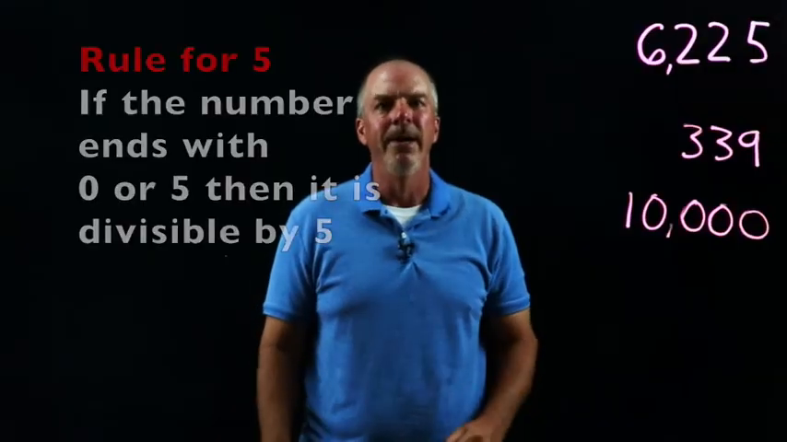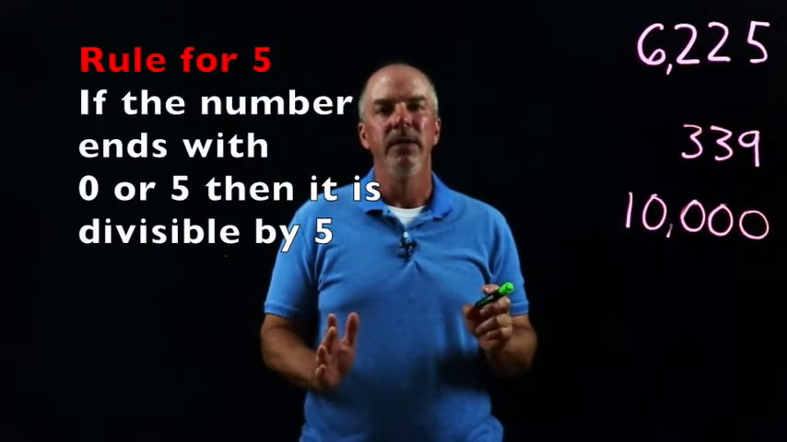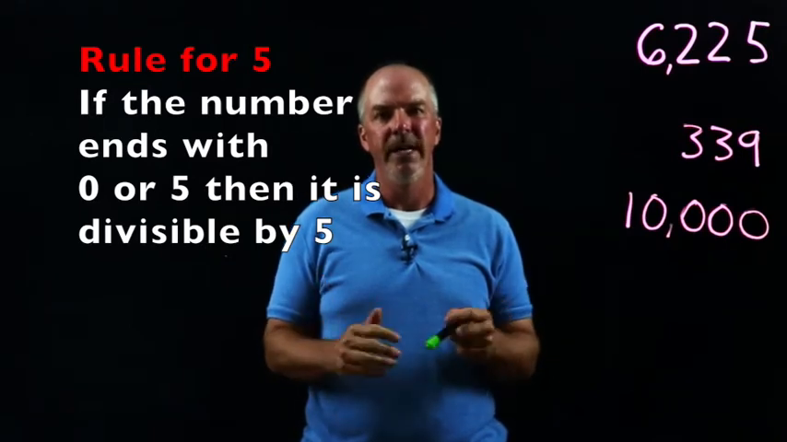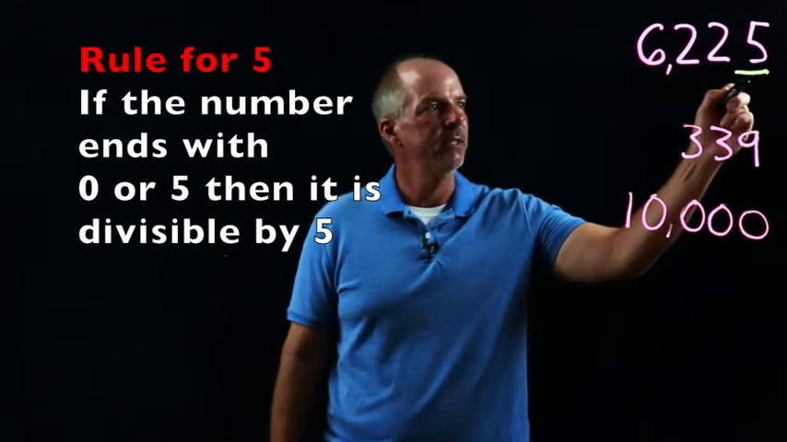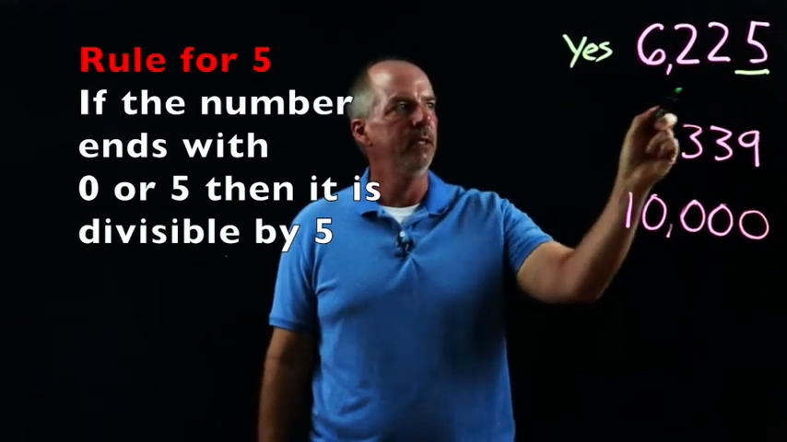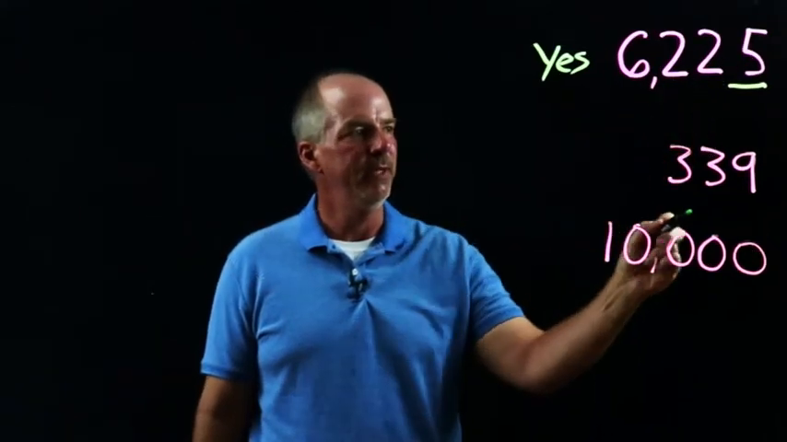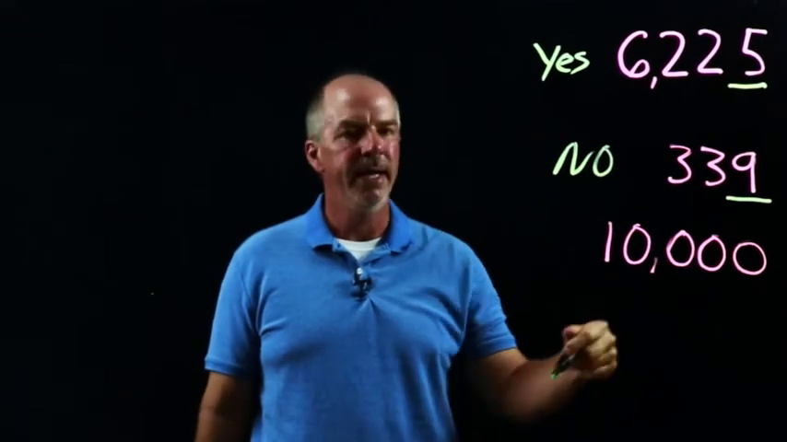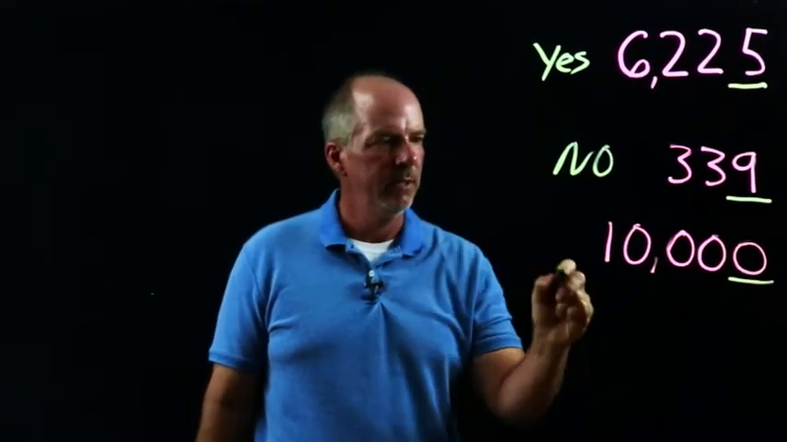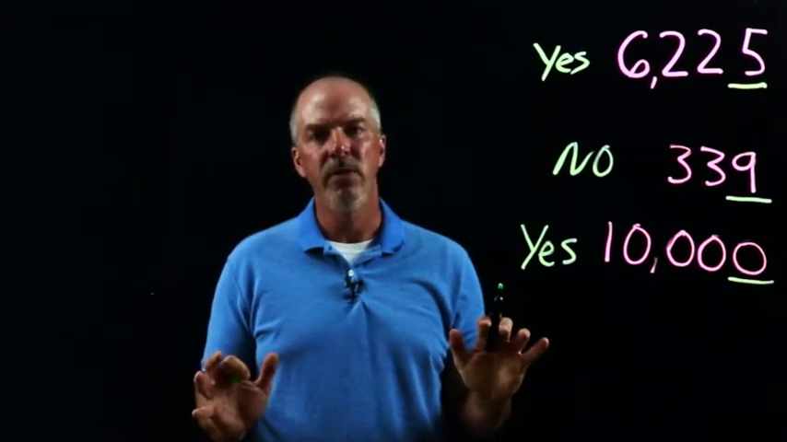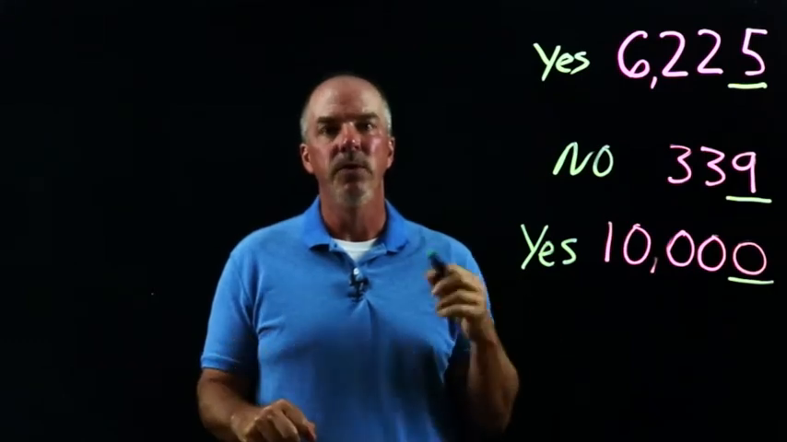Now let's look at 5. All right, 5 is very simple. If the number ends with a 5 or if it ends with a 0, then the number is divisible evenly by 5. So look at this number, 6,225. Yes, it's divisible by 5 because it ends with a 5. This number, 339, it does not end with a 0, it does not end with a 5, so no. Or this one, 10,000, it does end with a 0, so yes. So again, 5 is very simple. If it ends with a 0 or if it ends with a 5, 5 will go into it evenly.